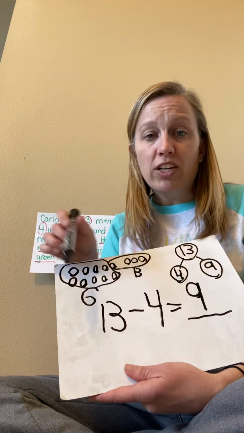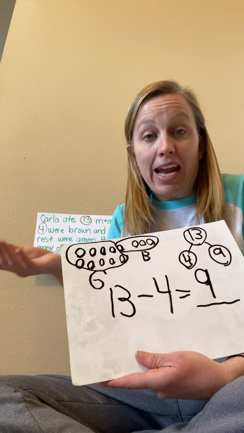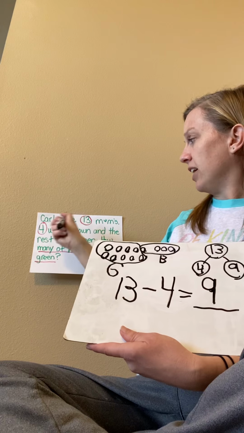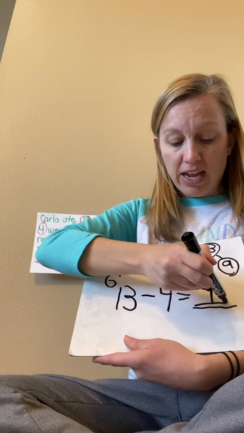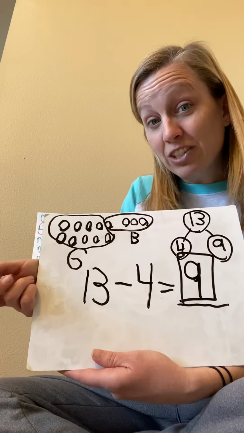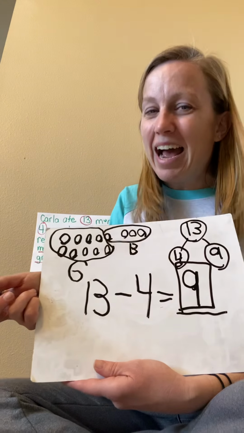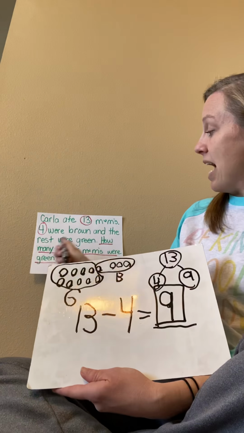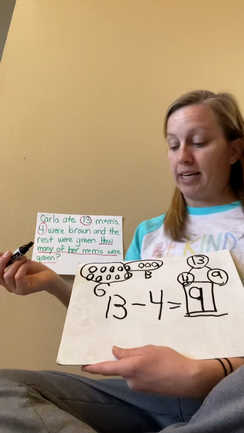When I have my equation here, sometimes I don't remember what my answer was or what my unknown was. I already knew about 13, and I already knew about 4. 9 was my unknown, so I'm going to put a box around my unknown. Am I finished? Nope. I have to also add a statement. So that's when I go back and check my question. How many of her M&Ms were green?